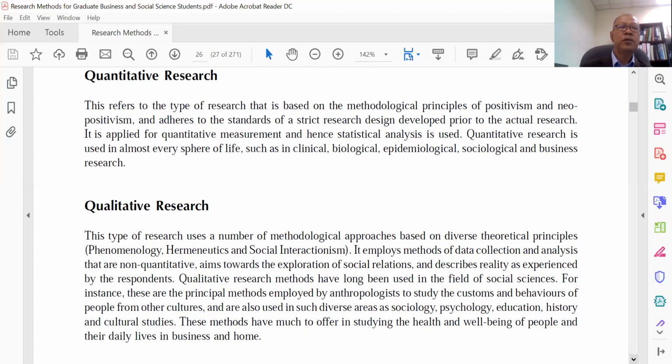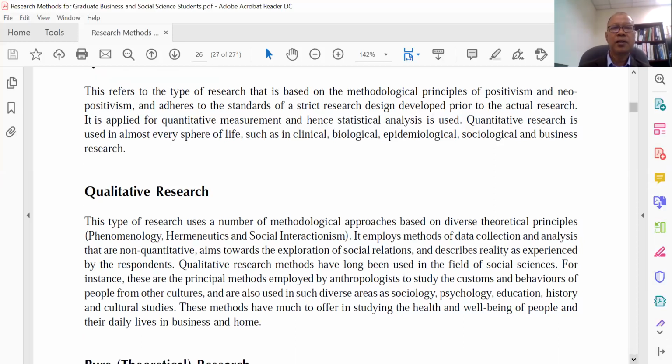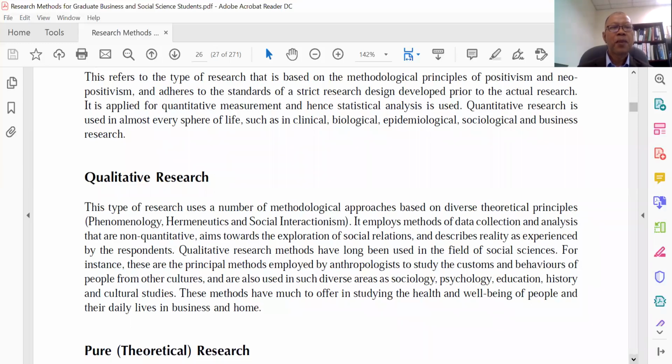So in any quantitative research, there is a quantitative measurement, and hence usually some statistical analysis is used, or sometimes mathematical analysis is employed. Quantitative research is used in almost every sphere of life, such as clinical, biological, epidemiological, sociological, and business research. So in this world, there are researchers who fall into the category of quantitative researchers. Although now there is another term that we use, which is mixed research.